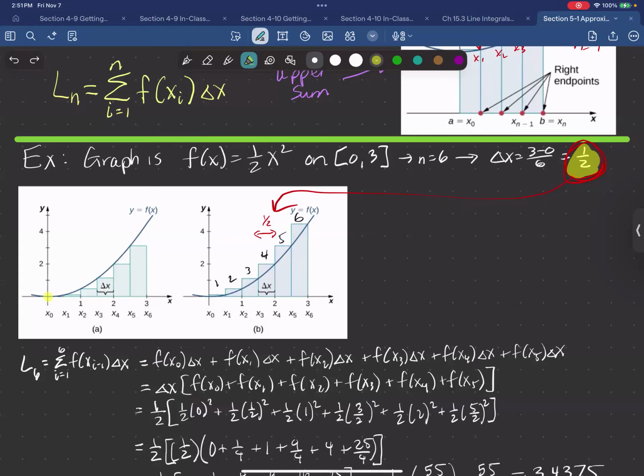Then plugging it into 1/2 x squared, we're figuring out what those are. 0, 1/4, 1, 9/4, 4, and 25/4 if I square everything. This is my delta x right there. I factored it out.